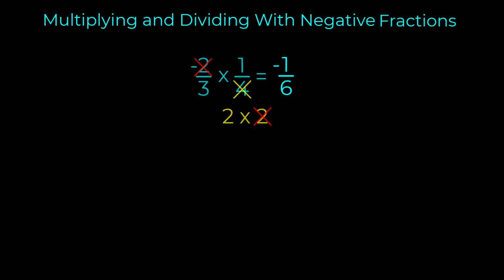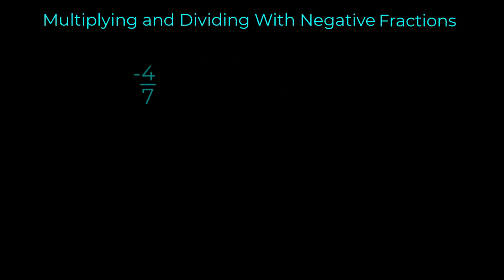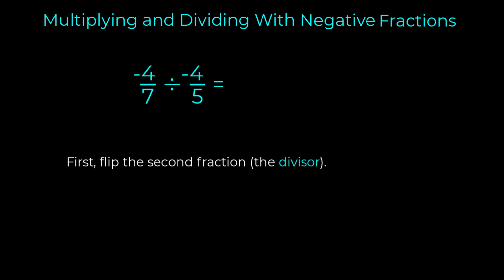Let's try a division problem. What is negative 4 over 7 divided by negative 4 over 5? First, flip the second fraction, the divisor. Now our problem is negative 4 over 7 times negative 5 over 4.